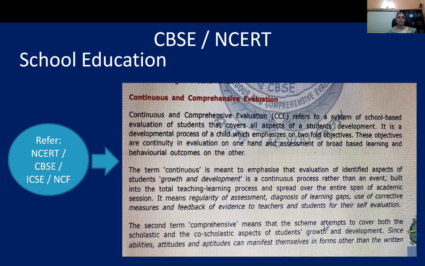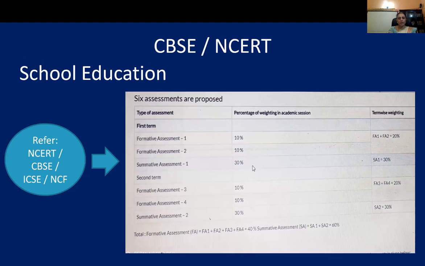and development. While considering the CBSE or the NCERT syllabus for the K12 sector, the continuous and comprehensive assessment proposes 6 assessments, of which 4 are formative assessments, each having 10%, that is a total of 40% weightage, and 2 are summative assessments, each with 30%, that is a total of 60% weightage. This is just a demonstration of an example from the K12 perspective, especially for the CBSE.